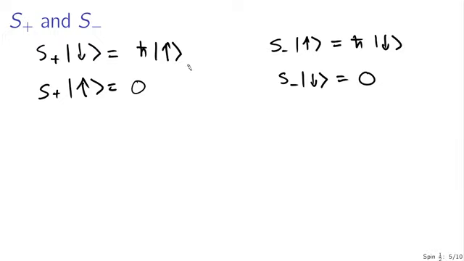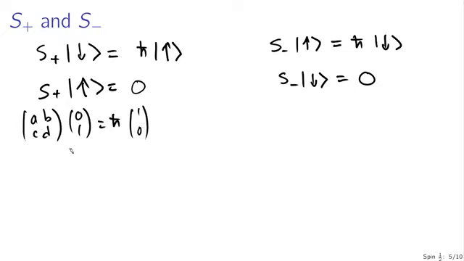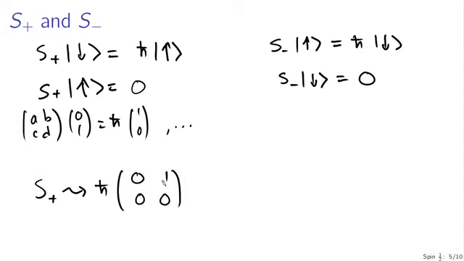As before, you can write out matrix equations here. So say S plus. Suppose I write S plus as this unknown 2 by 2 matrix A, B, C, D. Acting on down, which is 0, 1, we get h bar times up, 1, 0. You're going to get two equations from this. You're going to get another two equations by knowing that S plus acting on up is 0, but I'll skip the details here. You can solve the system of equations that results here very easily, and what you find is that S plus, expressed in this basis, is given by h bar times 0, 1, 0, 0. The only non-zero component is the upper right.